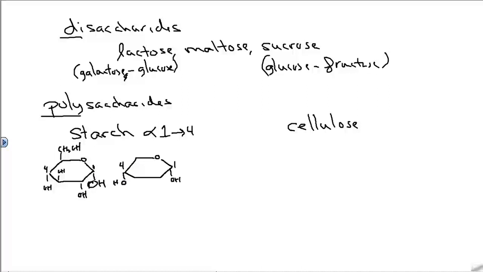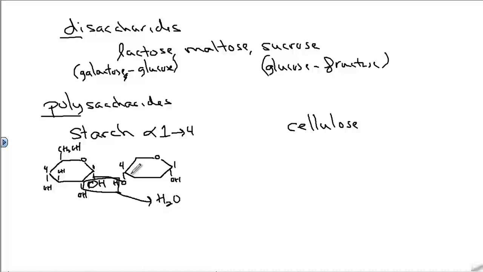And we'll put OH in this direction. So we're going to get water removed, condensation or dehydration synthesis, and a connection there. And this would continue in both directions. That's starch, an alpha 1,4 linkage. It's a food source and it's a food storage or energy storage in plants. Human beings can digest this.